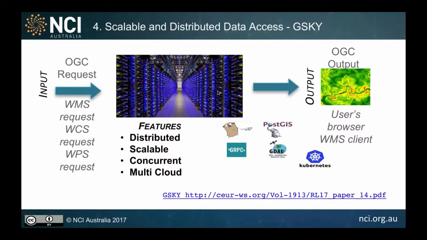Another fancy scalable distributed data server that I was talking about is called GSKY. GSKY is the in-house NCI developed product. What it does is, we have a lot of data on the file system, millions of files. If we wanted people to query this data, how? It's going to be very hard to create millions of metadata records for every single file. So what we've done is we use a crawler to crawl the file system, get the header of the file, and formulate a metadata database.